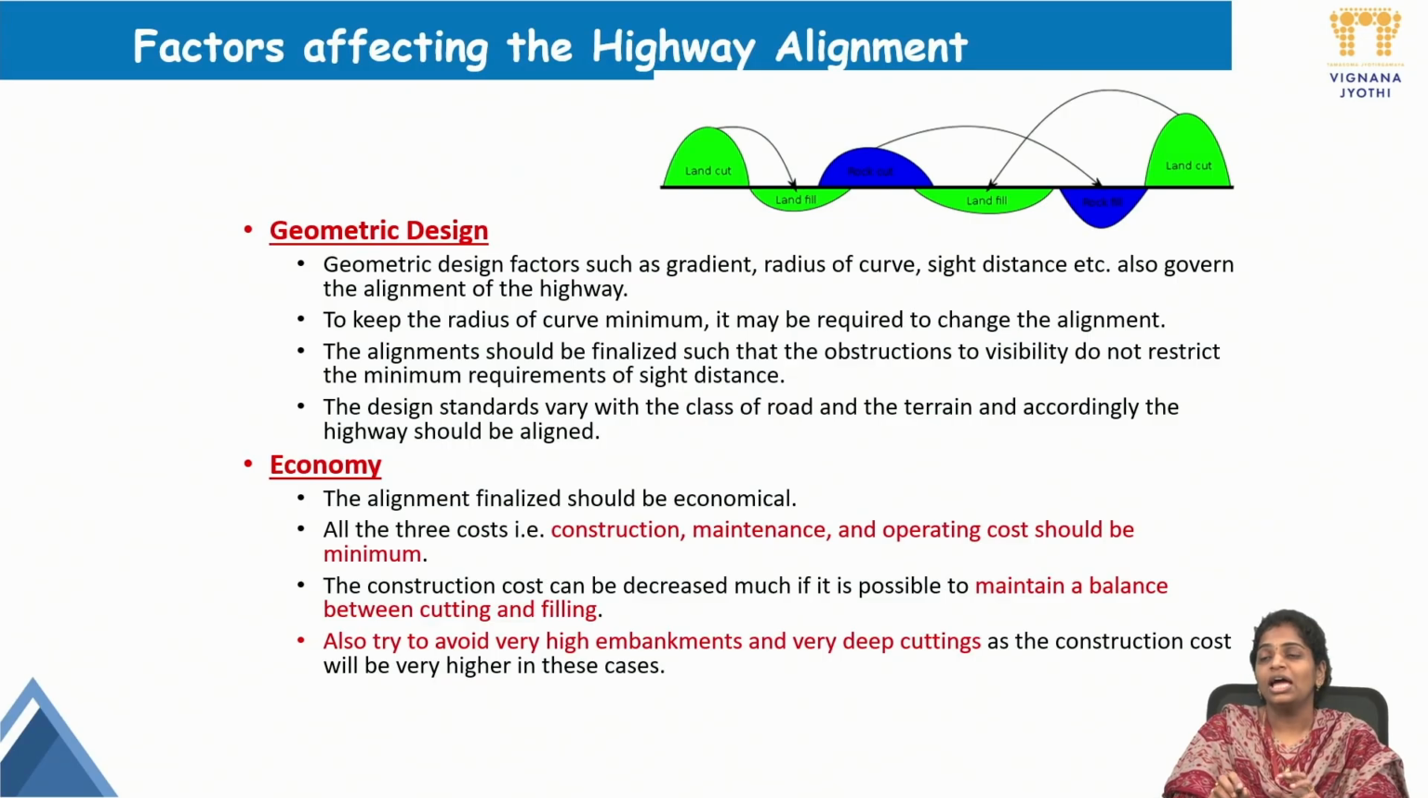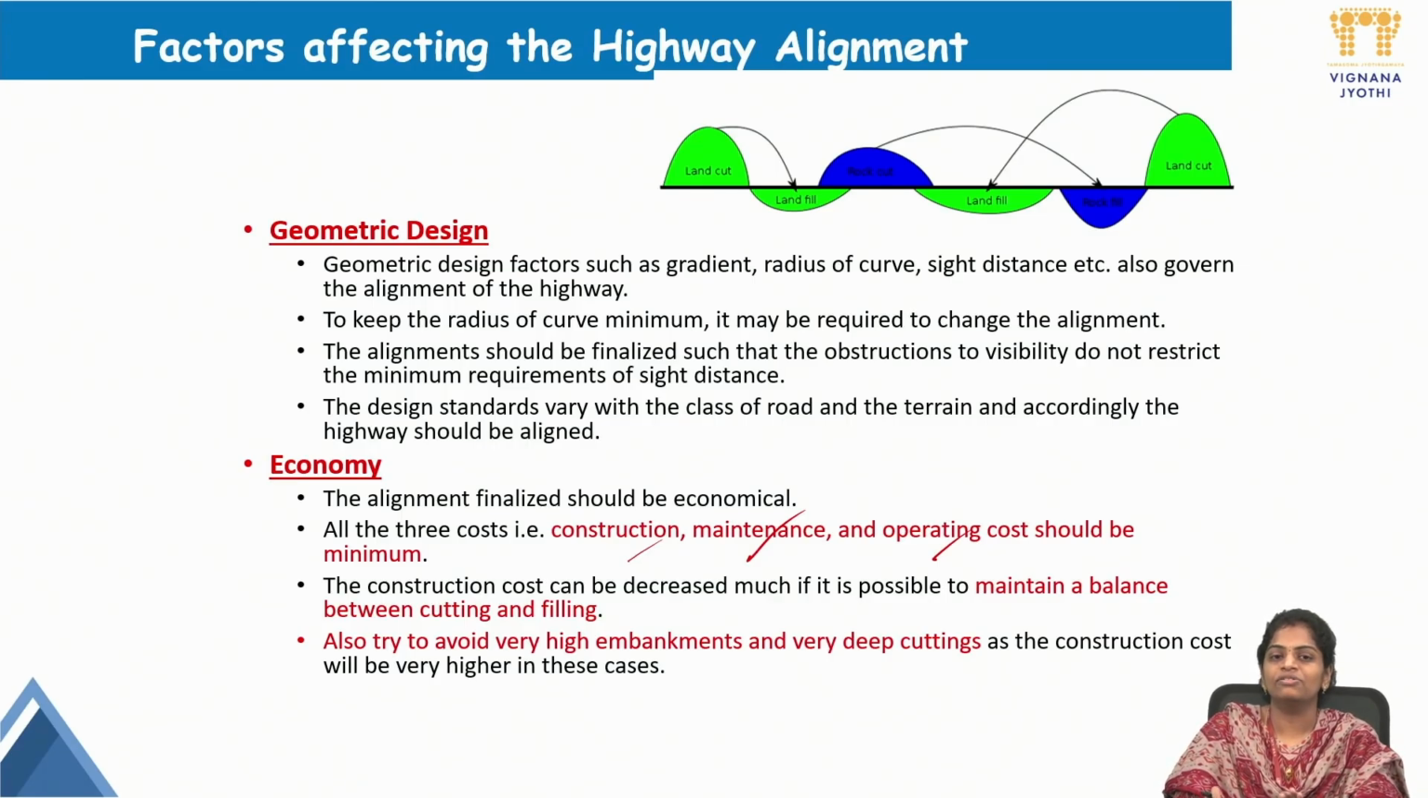Then economy. The most important factor of this alignment is economy. The alignment which is finalized should be economical. All the 3 costs, construction, maintenance and operating costs should be minimum. All the 3 costs should be minimum. The construction cost can be decreased much if it is possible to maintain a balance between cutting and filling.